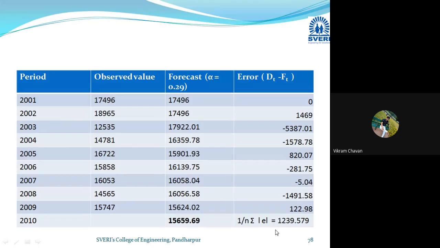So, calculate the error. The formula for that calculation is 1 upon n, summation of mod of e. Summation of mod of e means summation of mod of error. Mod is nothing but, if a negative sign is there, it should be considered as positive only. So add all the errors and divide by 9, because we have a total of 9 periods. Whether you are getting the same value, 1239.579, just mention in the chat box.